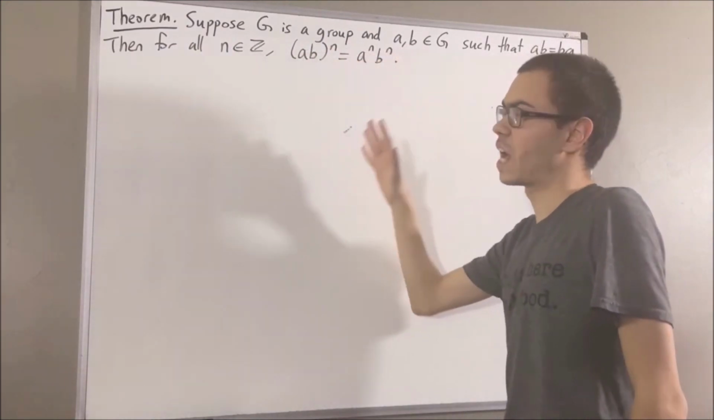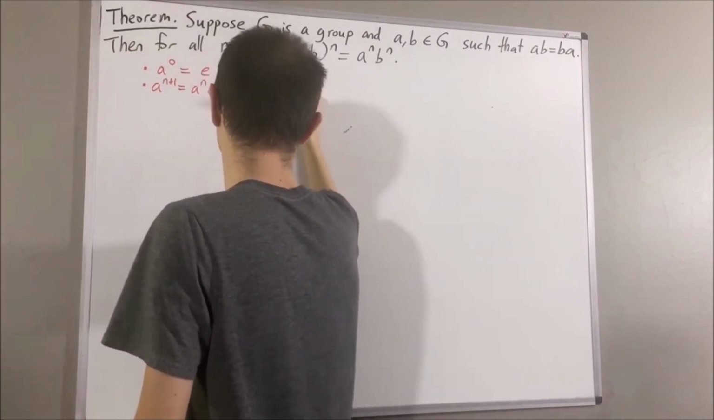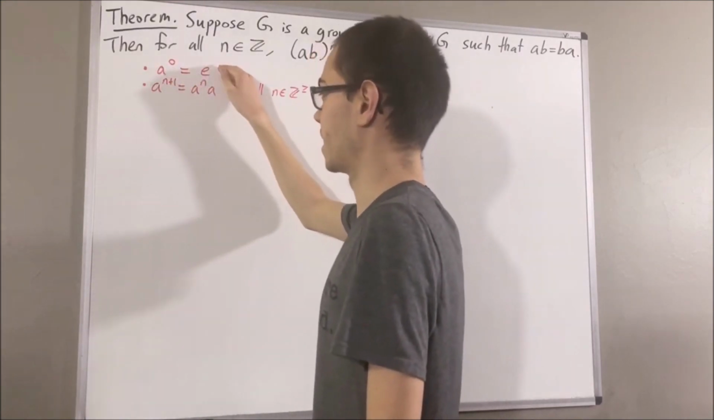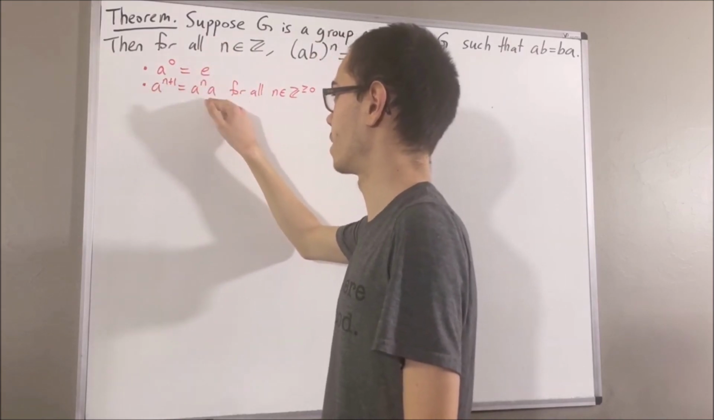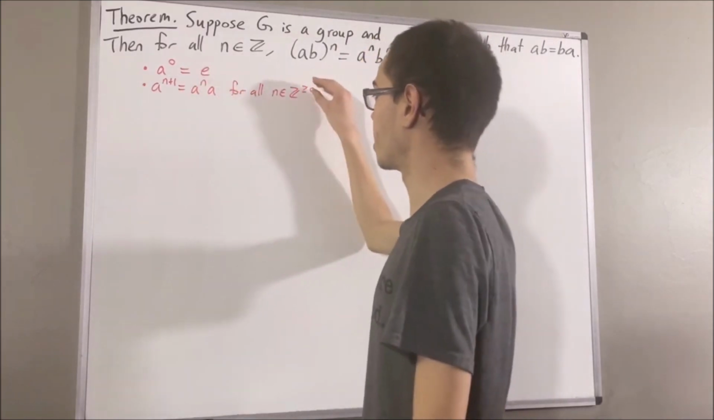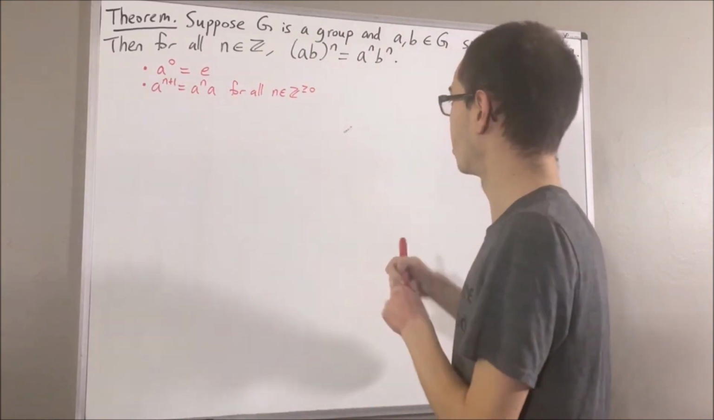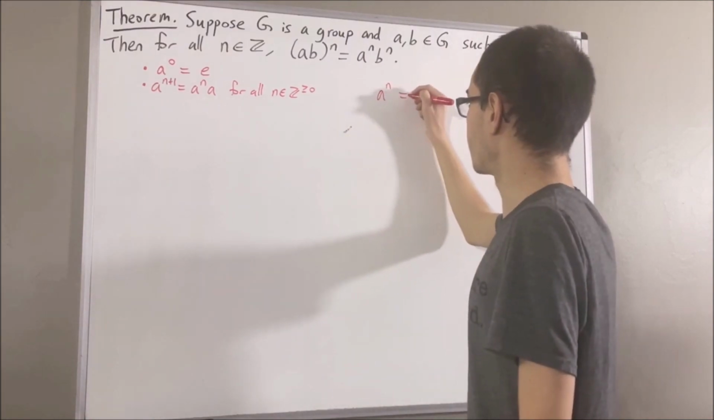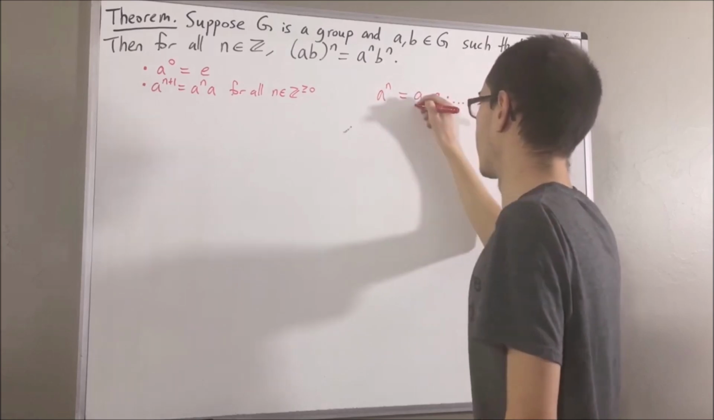Now let's remind ourselves how exponentiation works for elements in a group. Given any group element a, a to the power of 0 is the identity element of the group. a^(n+1) is equal to a^n times a, for all integers n greater than or equal to 0. So this is essentially describing how we can take any group element and raise it to the power of a positive integer. If we do a to the power of the positive integer n, then this should just be a multiplied by itself n times.